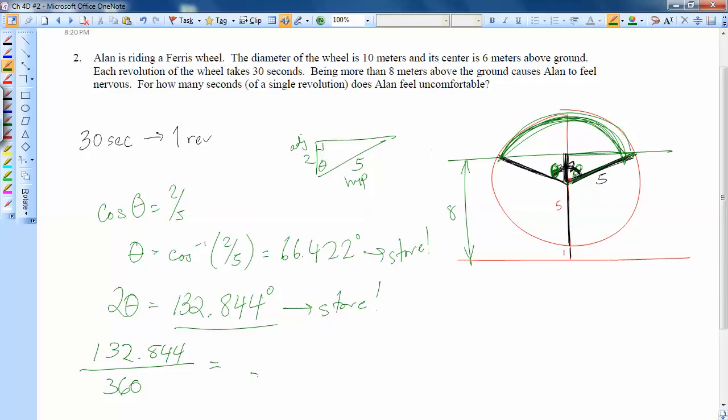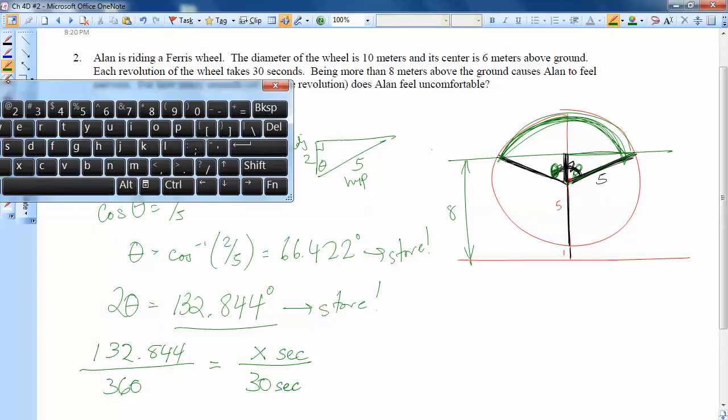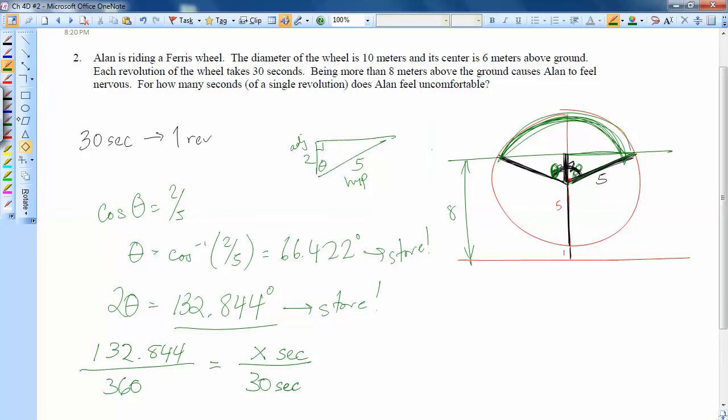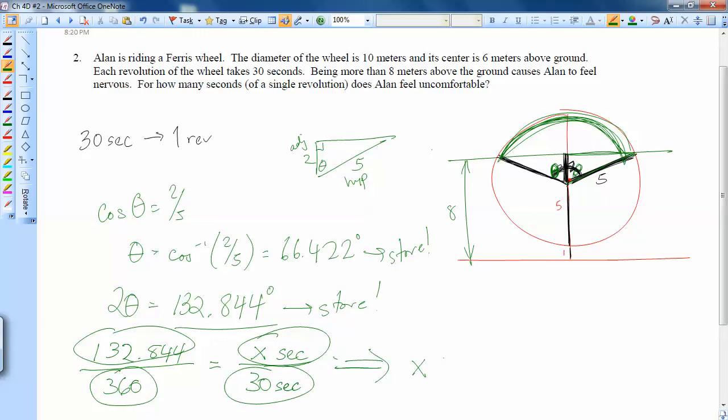And it takes 30 seconds to go 360 degrees, because that's 1 revolution. So the 132 matches up with however many seconds he's nervous. So the way to read this is, it is the nervous degrees over the total degrees and the nervous time over the total time. So if you solve for x when you do this, you end up with x being about 11.07 seconds.